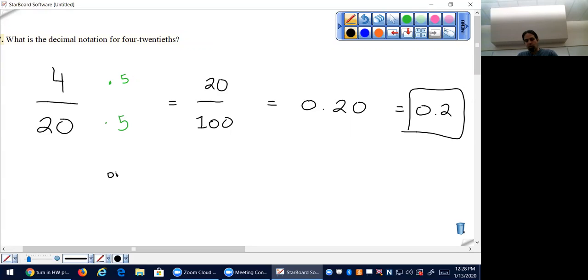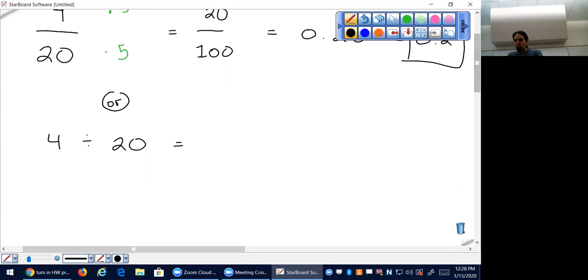So the way that most people would do this is just say a fraction is like a division problem waiting to happen. 4 divided by 20 is going to be 0.2 and we're done. If you don't want to get out your calculator, then we could say how many times does 20 go into 4? It doesn't, so we need a decimal point. And then 20 into 40 is 2. So there we go.